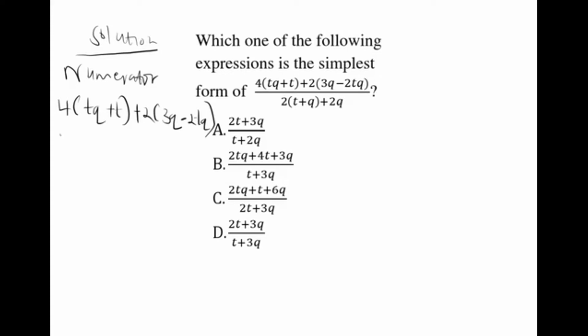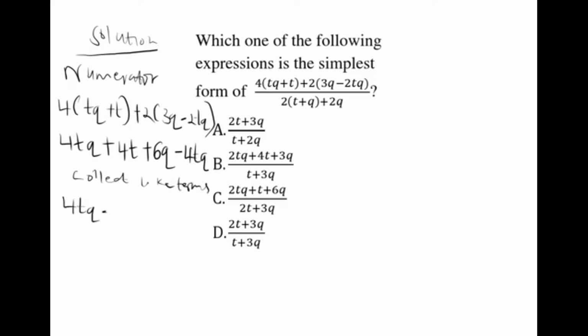4 times tq will give us 4tq, plus 4 times t to give us 4t, plus 2 times 3q to give us 6q, minus 2 times 2tq to give us 4tq. We can now collect like terms together. Our like terms, we have 4tq minus 4tq plus 4t plus 6q. 4tq minus 4tq is going to give us 0. We remain with 4t plus 6q. This is our numerator.